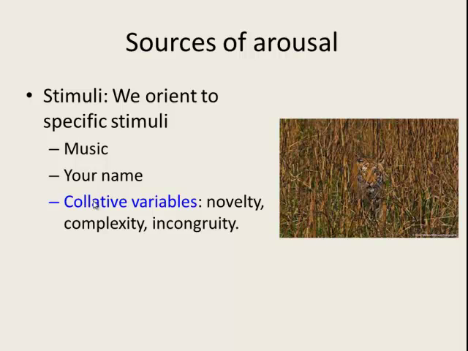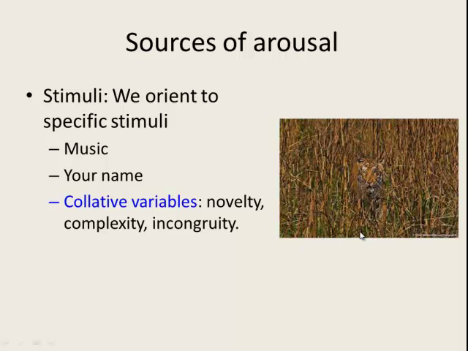What are the sources of arousal? Well, many things. Certain types of stimuli in our environment are arousing. Music, you know that. Your name, if you're walking along and calm and you hear off in the distance your name, you're going to orient toward that. You're going to have that arousal state. Some things are called collative variables. These are novelty, complexity, incongruity. Something is different. We are naturally, innately aroused by that.